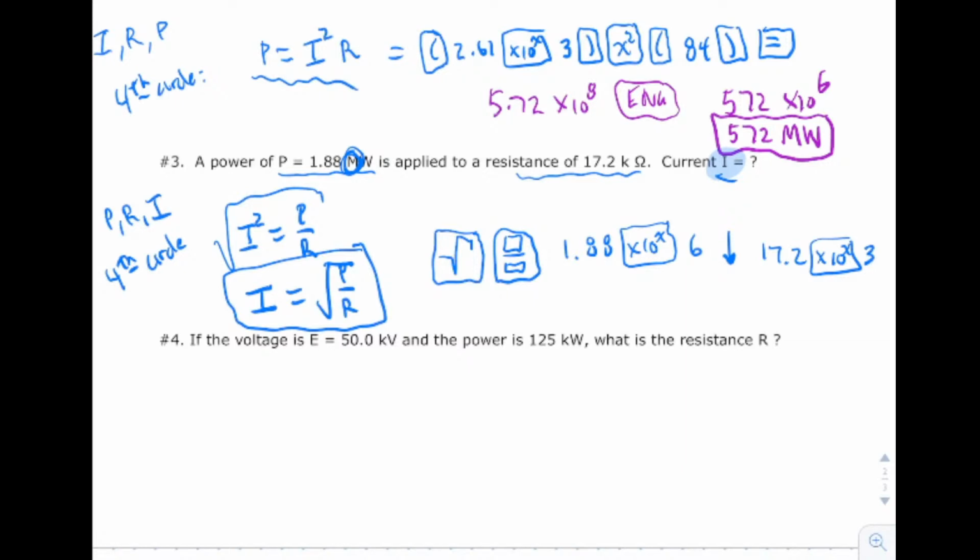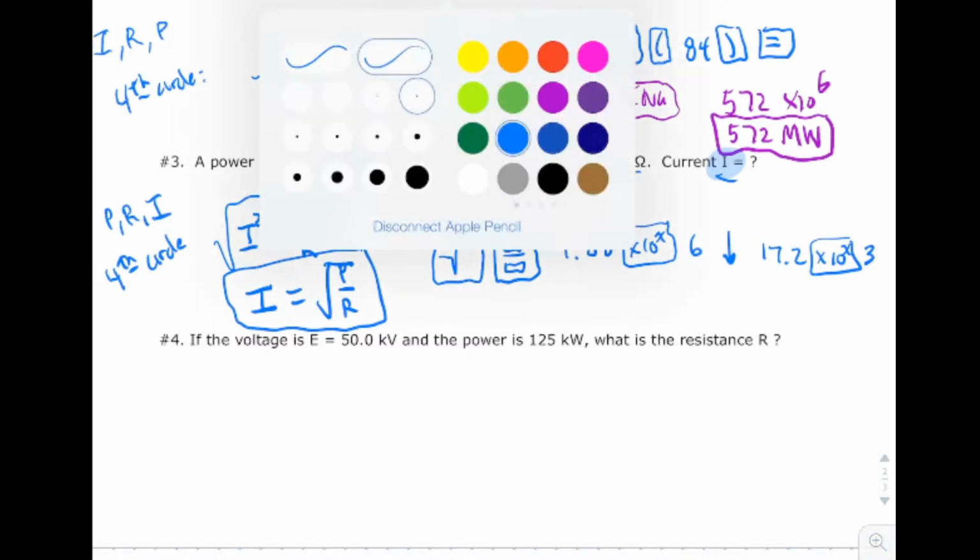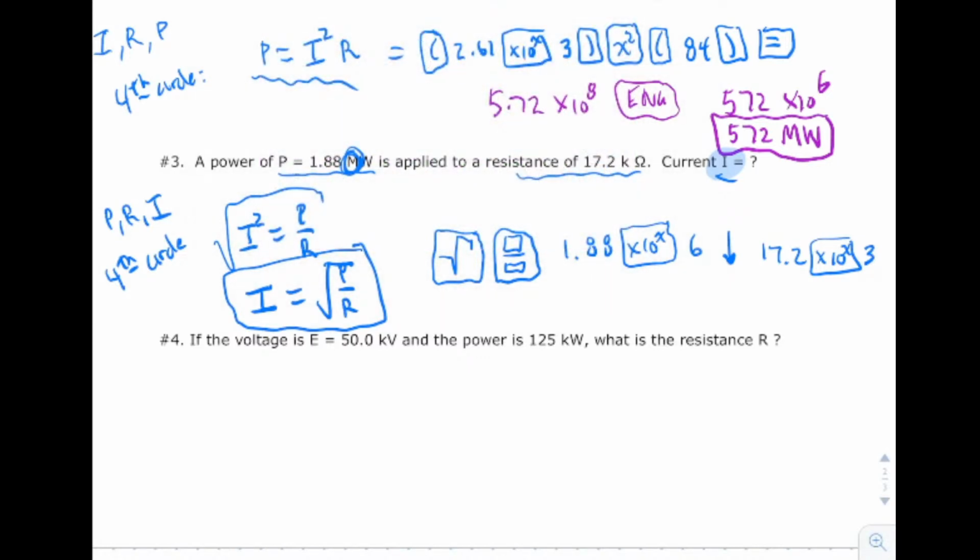I hit my equals, and the first answer it tells me is 1.05 times 10 to the 1. Seems to me like you ought to be able to put your calculator in engineering mode. You can put it in scientific mode. Come on, guys, one more option. Let's have engineering mode. But they don't. What they do is they give you the eng key instead.